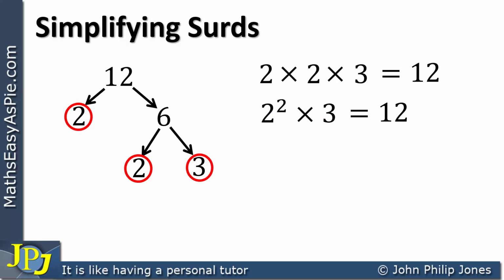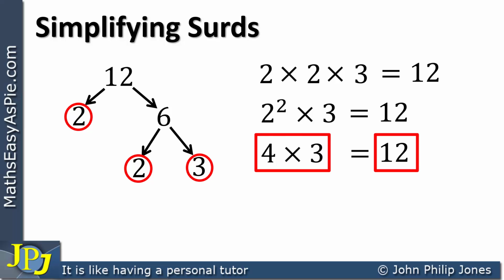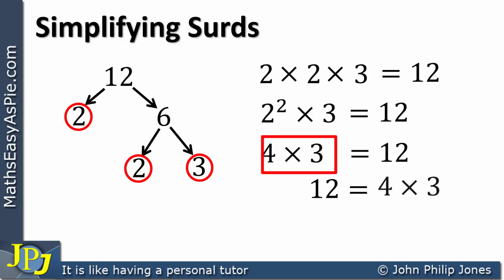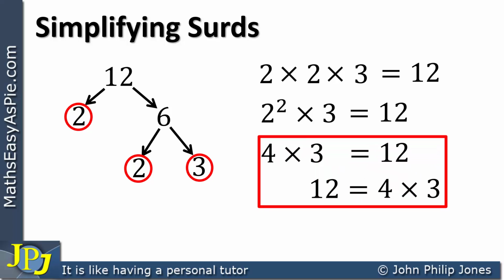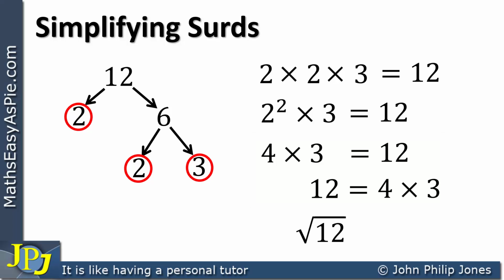Now, I can continue by saying that 2 squared is equal to 4, and I can bring this as 4 times 3, and of course 4 times 3 equals 12. I'm now going to swap these around. I'm going to put 12 on this side of the equal sign, and the 4 times the 3 on the other. So these two are the same. They've just been put on different sides of the equal sign. I'm now going to take the square root of 12, and I'm going to take the square root of 4 times 3. And 4 times 3 is obviously 12.